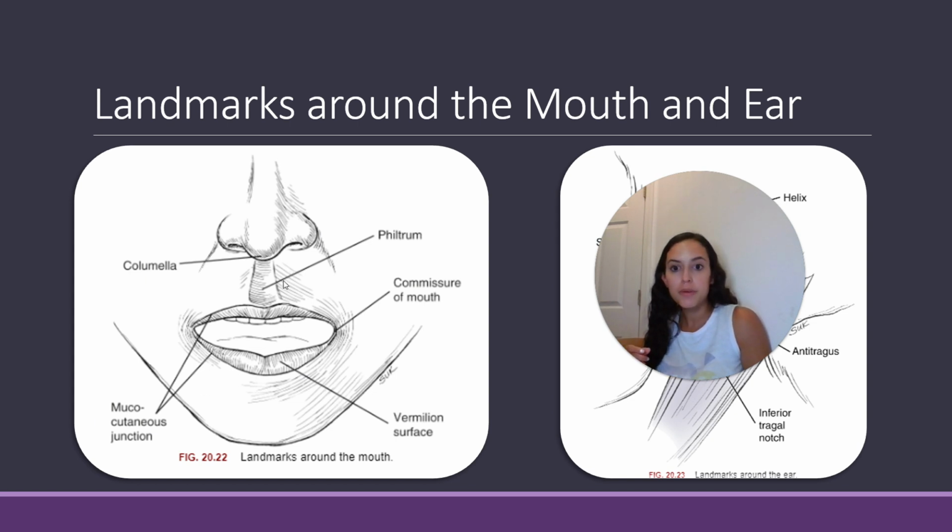The philtrum is the little ridge right here, right above your top lip. It goes all the way up to your nose, and where the philtrum connects to your nose is known as your columella.